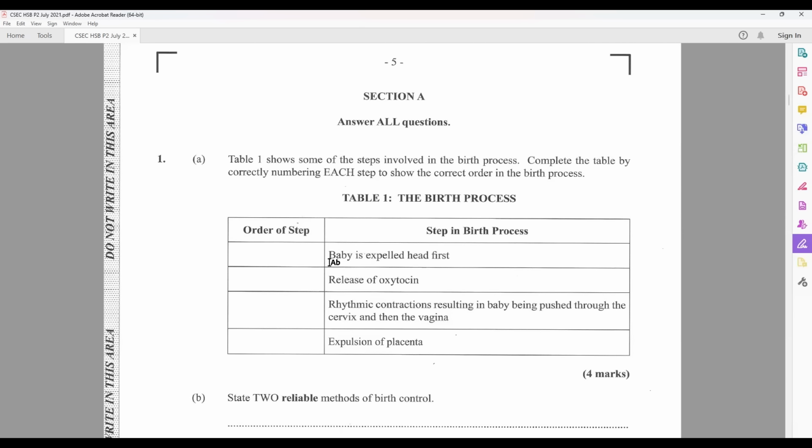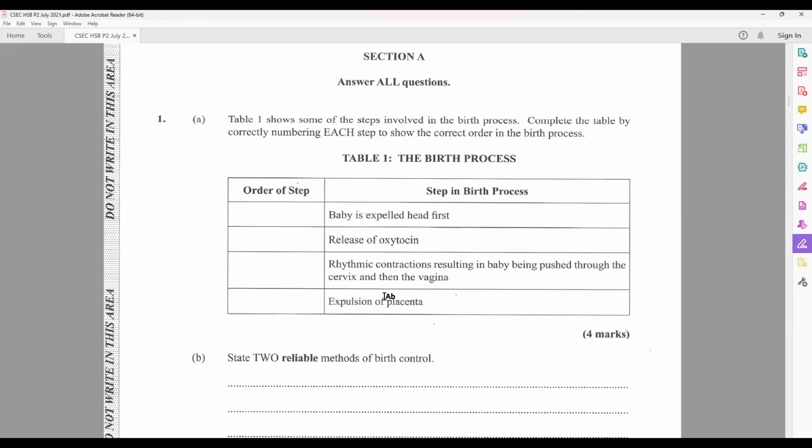So simply reading it: baby is expelled head first, release of oxytocin, rhythmic contractions resulting in baby being pushed through the cervix and the vagina, expulsion of the placenta. Some persons, if you have older parents, you may know this as the afterbirth. This is the last step. So we will give that number 4. It's only 4 steps, so we are obviously using the numbers 1 to 4.